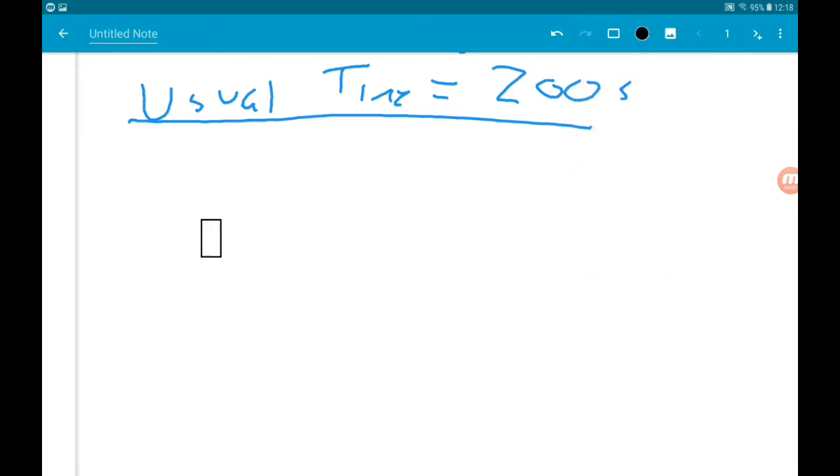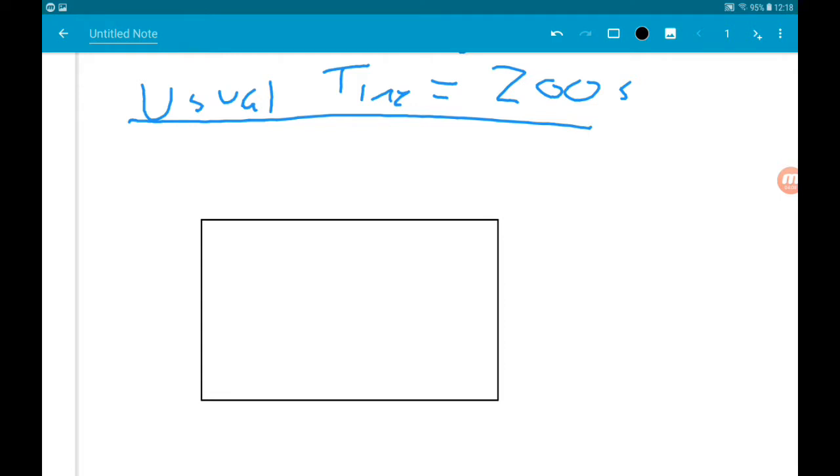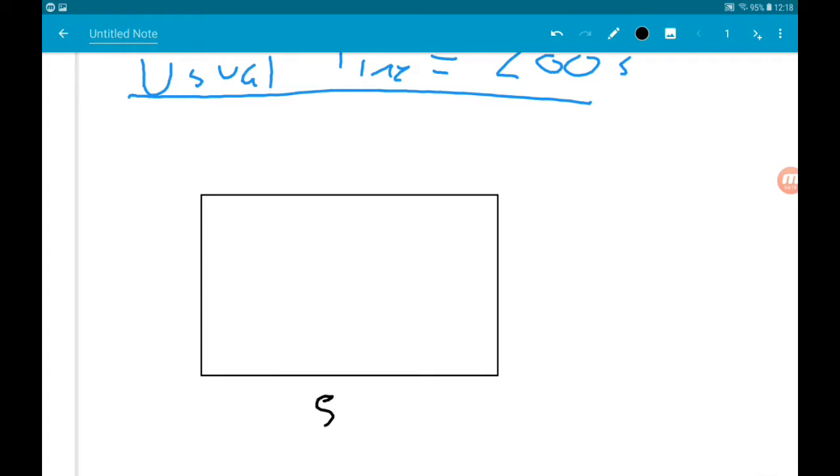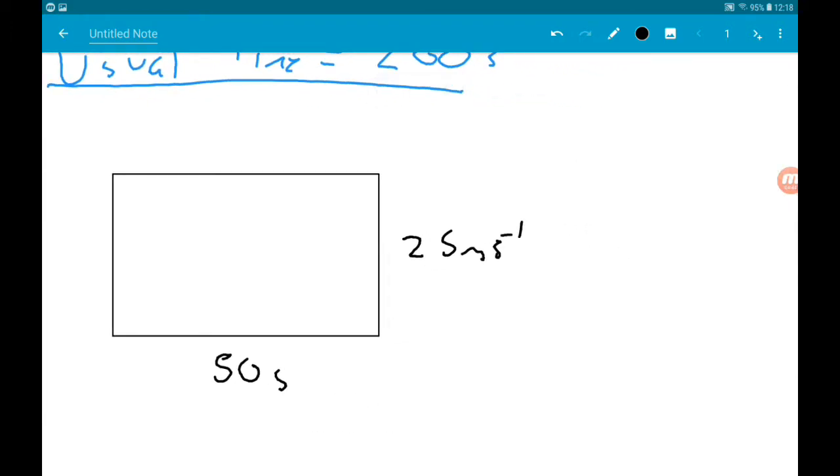So, on the graph, we got this rectangle. Now we know the time along the bottom is 50 seconds. And the height of the rectangle is 25 meters per second. Now, we could work out the total distance in that. So, distance here would be 25 times 50, which is 1,250 meters.